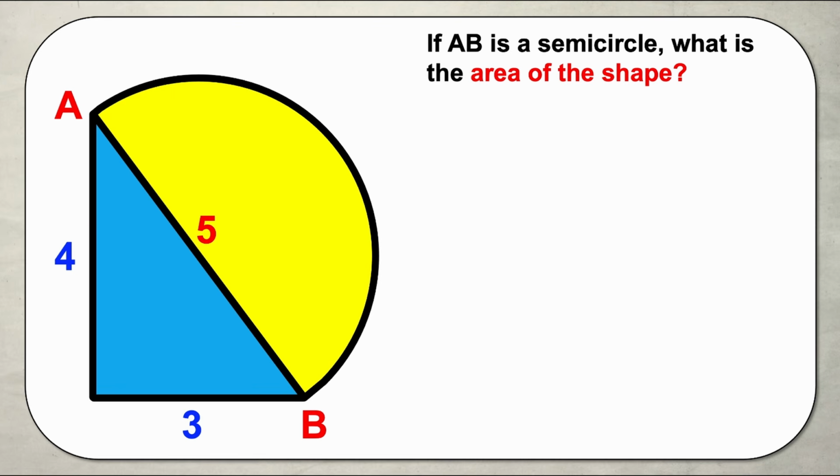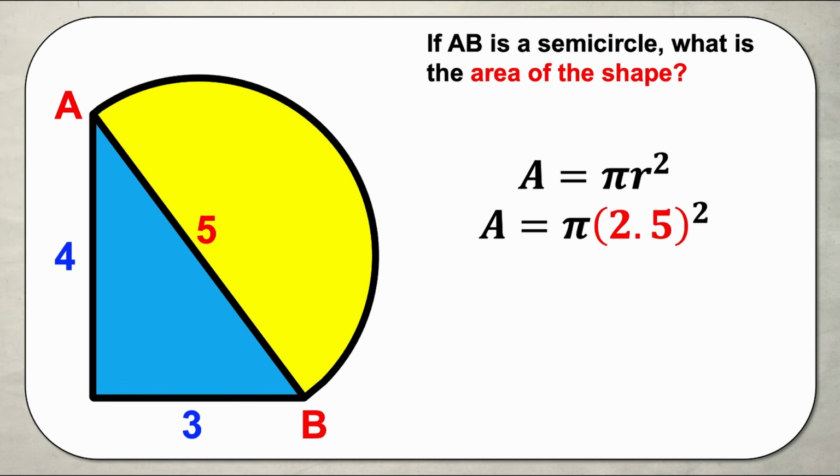Now, not only is this the hypotenuse of the triangle, but it's also the diameter of the semicircle. So next, I'm going to find the area of the circle. The formula for this is area is equal to pi r squared. Now the diameter is 5, which means the radius is half of 5, or 2.5. So I'm going to substitute that in. Area is equal to pi times 2.5 squared. 2.5 squared is 6.25, giving me this next line.